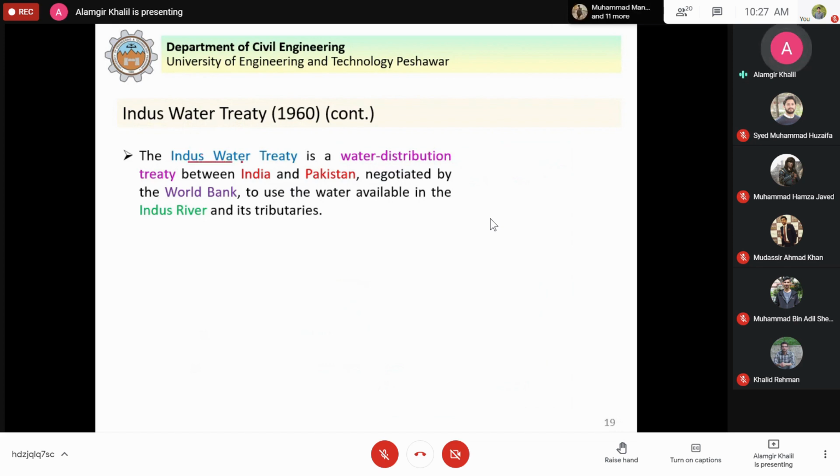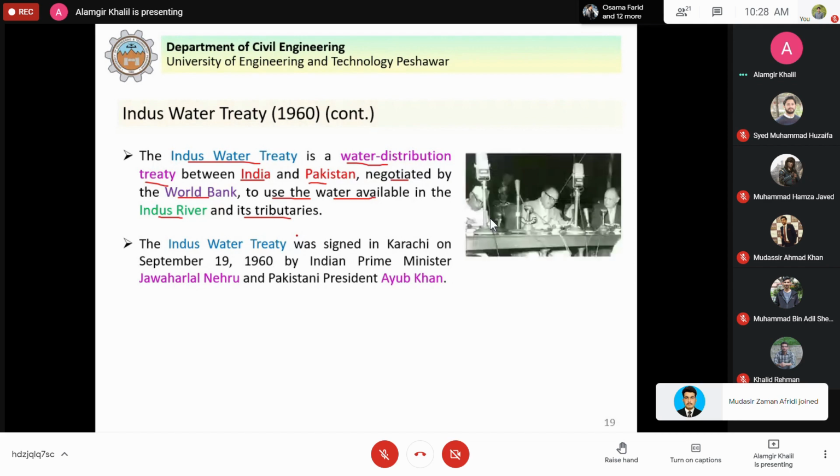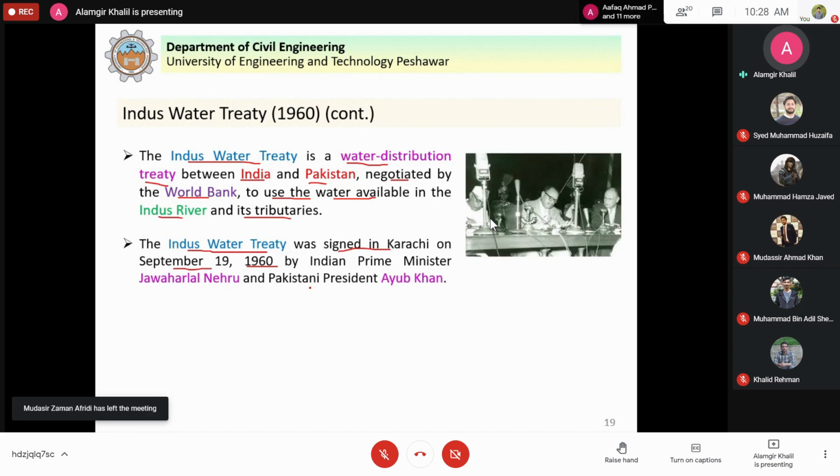The Indus Water Treaty is a water distribution treaty between India and Pakistan, negotiated by the World Bank, to use the water available in the Indus River and its tributaries. This treaty was signed in Karachi on September 19, 1960 by the Indian Prime Minister and the President of Pakistan.